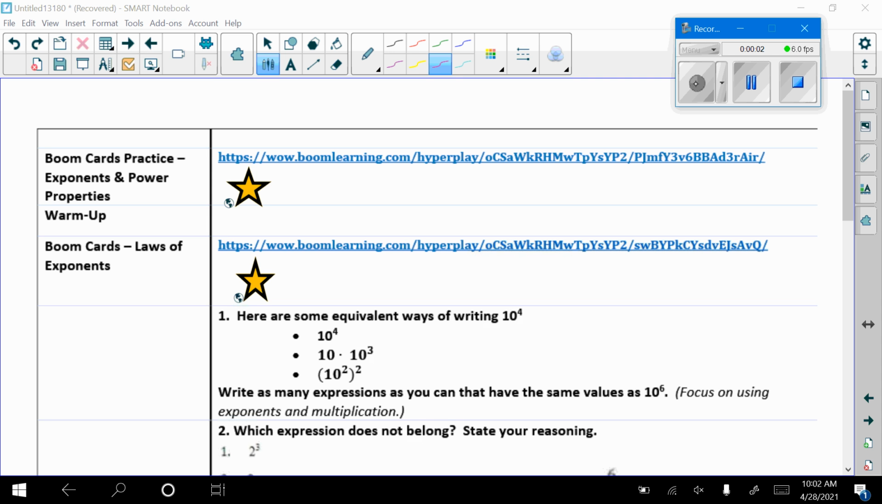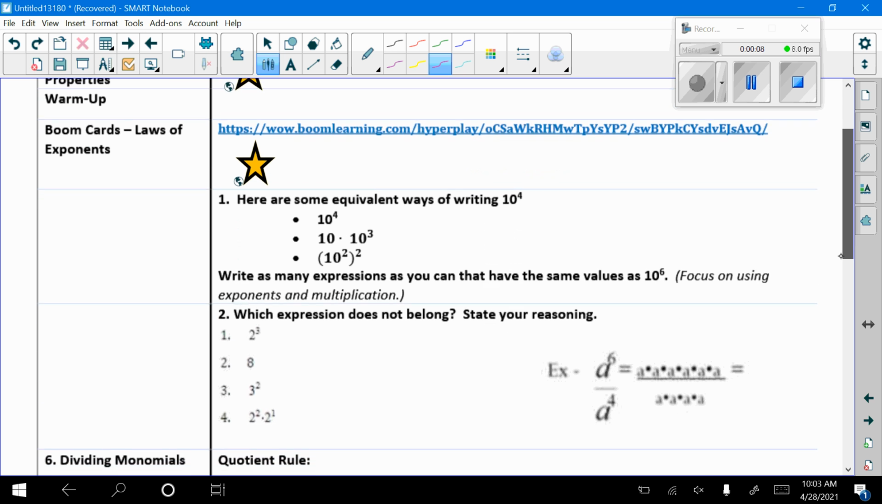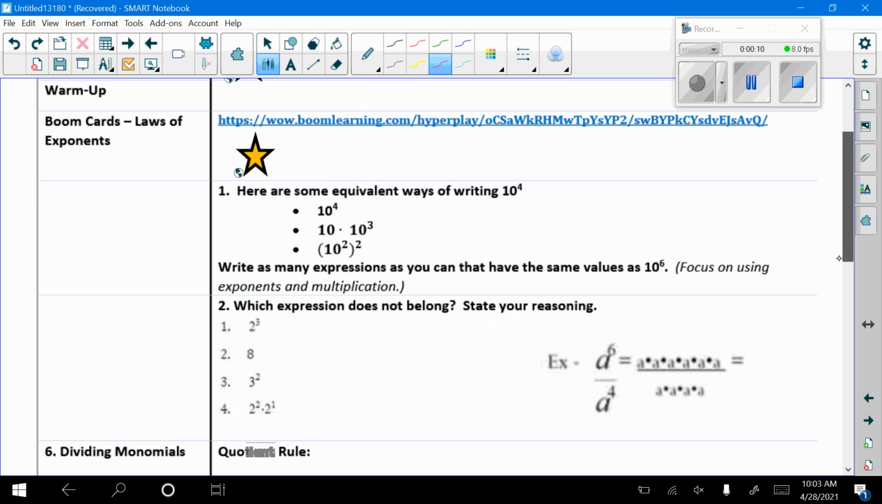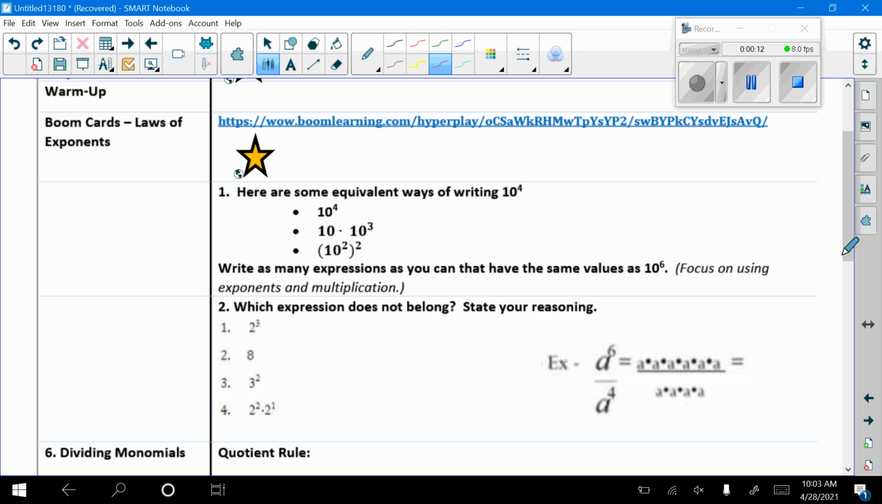Well, as we go into this next section, we're going to continue on to 6.2. This is a bit of a starter here, and then we're going to get into dividing monomials. So we have some Boom Cards here. This set you might need to wait until after this little input.